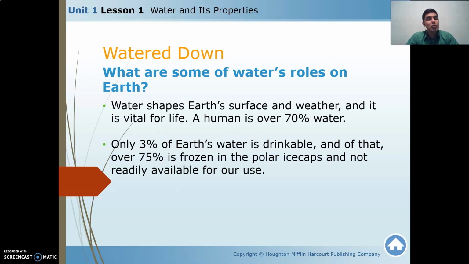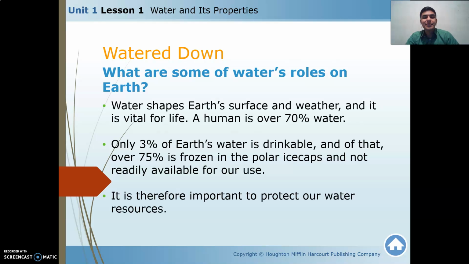Only 3% of Earth's water is drinkable. And of that, over 75% is frozen in the polar ice caps and not readily available for our use. This is super important to take into consideration, because imagine, out of all of the water that is found, only 3% is drinkable. And of course, it will be less than 1.5%, around 1.25% of the water that is available for human usage. That's why we need to take care of the water resources that we have nowadays. It is therefore important to protect our water resources.